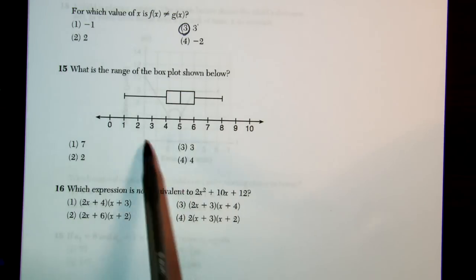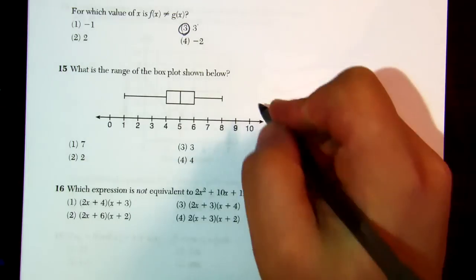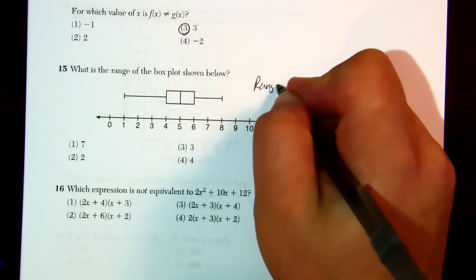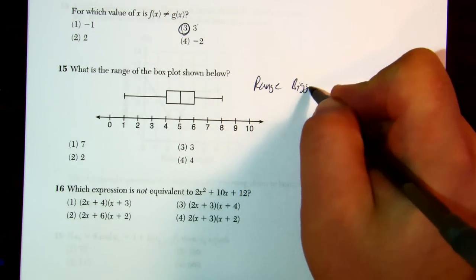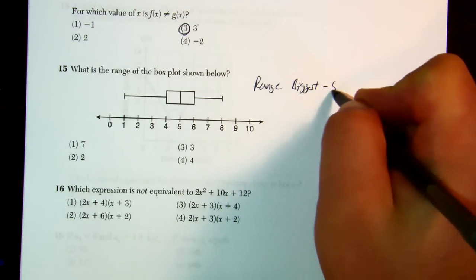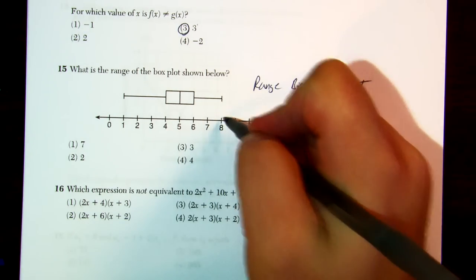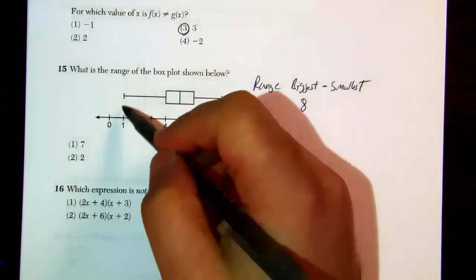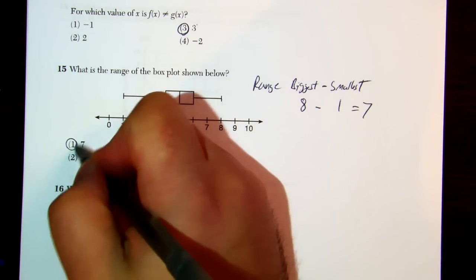15. What is the range of the box plot shown below? Okay, remember range is the biggest minus the smallest value. So the biggest value here is 8. The smallest value is 1. 8 minus 1 is 7. Choice 1.